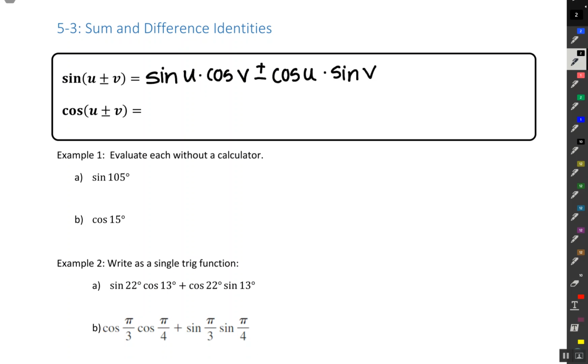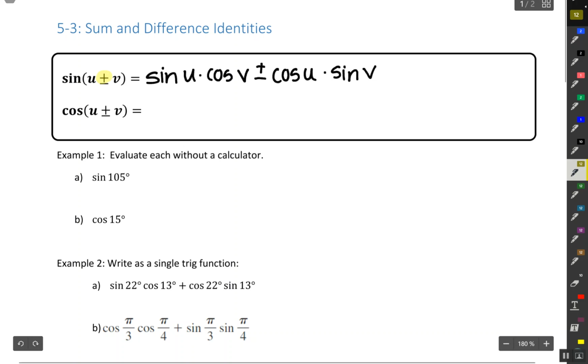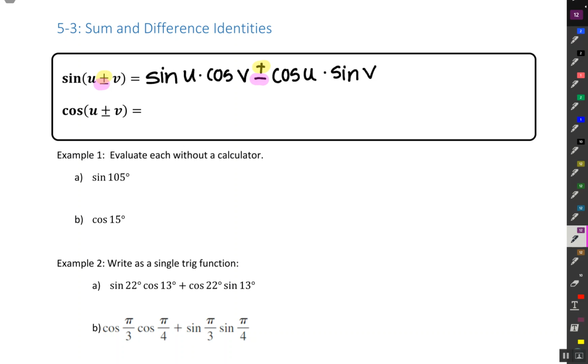Let's start with the sine. We have the sine of u plus or minus v is equal to the sine of u times the cosine of v plus or minus the cosine of u times the sine of v. Let's break this down. Let's first talk about the plus and the minus here. If we're using a plus, this symbol right here would be a plus. If we're using a minus, then this symbol right here would be a minus.